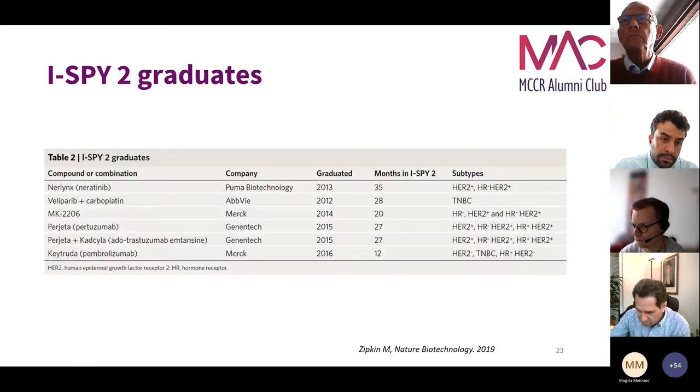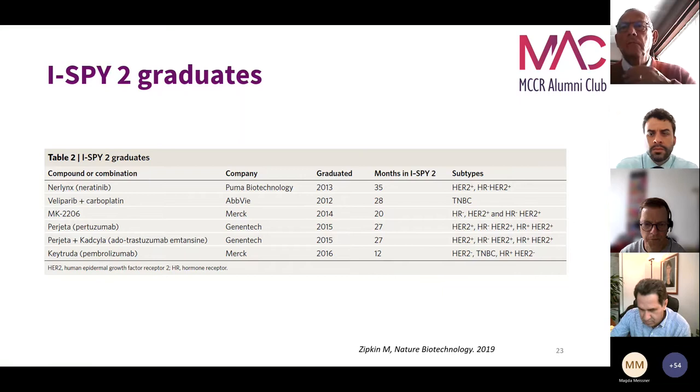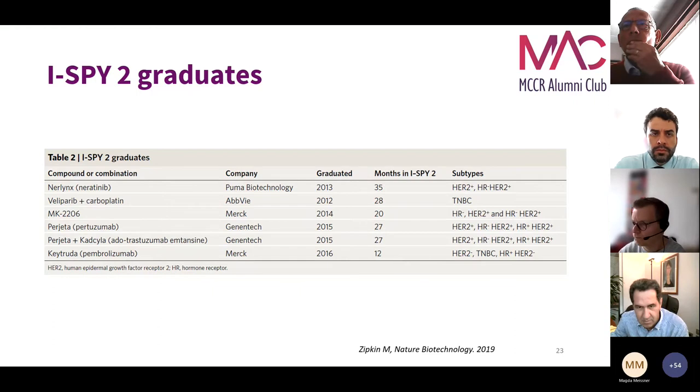As an example, I can show you this. The first drug that graduated was neratinib. It took 35 months in the I-SPY 2 study. But that does not apply to all the drugs. You can see that, for instance, pembrolizumab, Keytruda, only spent 12 months in the trial before it graduated to a phase 3, and then the results were pretty much consistent with what they were seeing here.